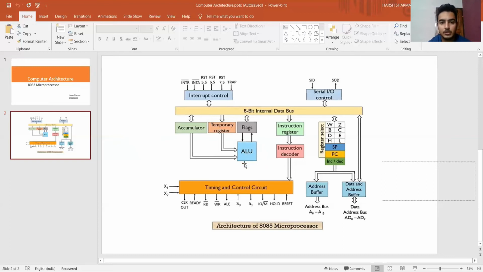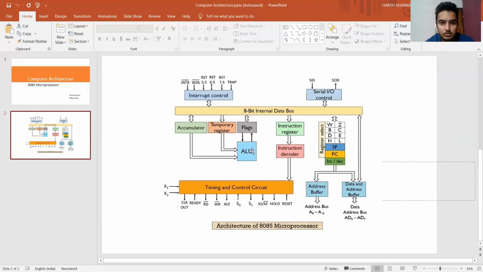Now the ALU does the arithmetic and logic task, and it will add 2 plus 5, and its output will be stored in the accumulator. This is also an important question: where will the output of the ALU be stored? The answer is the accumulator. So the accumulator will store the output of the ALU.